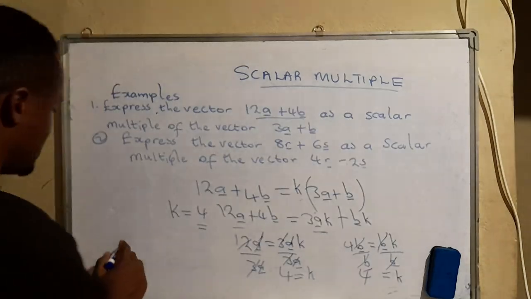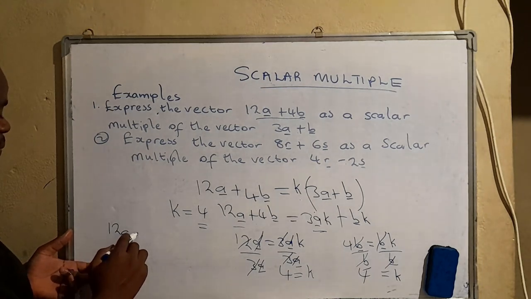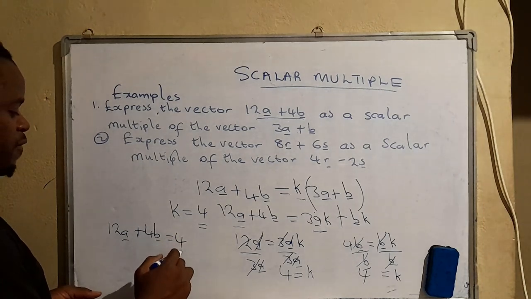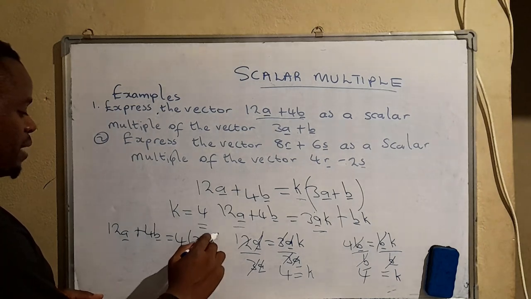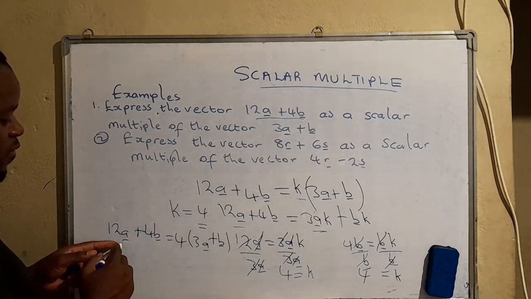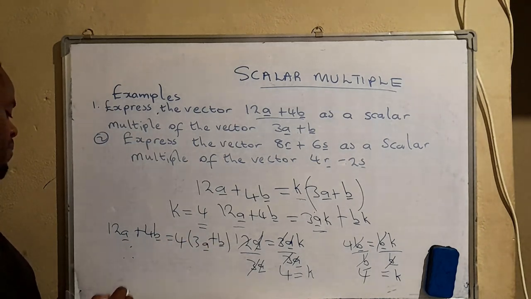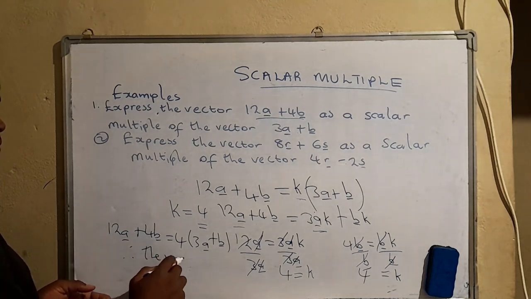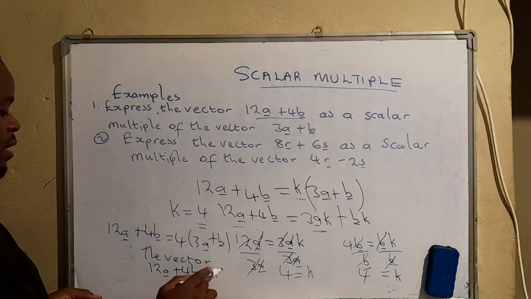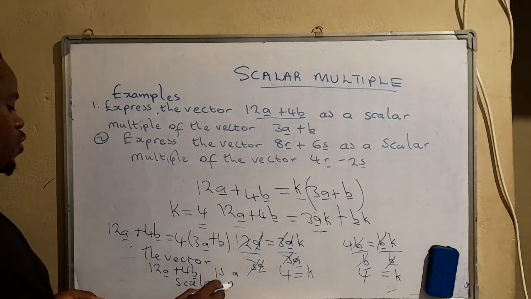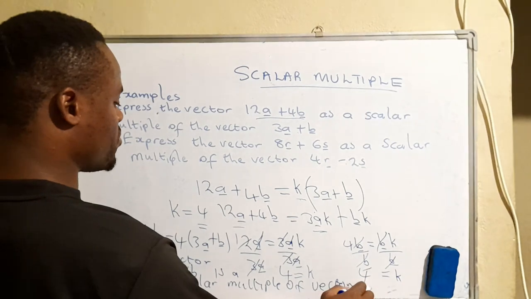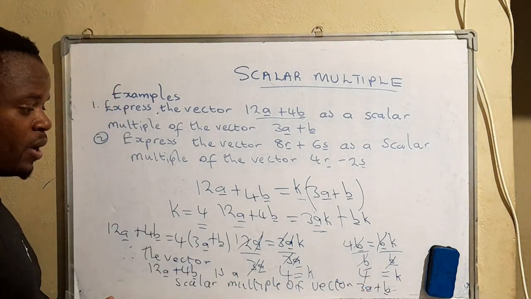Now let me write this one finally. What will it look like? We write 12a plus 4 vector b is equal to, we bring in the value of k, that is a 4, that's the one we found, times 3a plus vector b. Of course, if we multiply this scalar by the elements on the inside, 4 times 3 will give us 12a, and 4 times b would be 4b. So we can therefore say that the vector 12a plus 4b is a scalar multiple of the other vector, that is 3 vector a plus vector b. So that's how we do it.